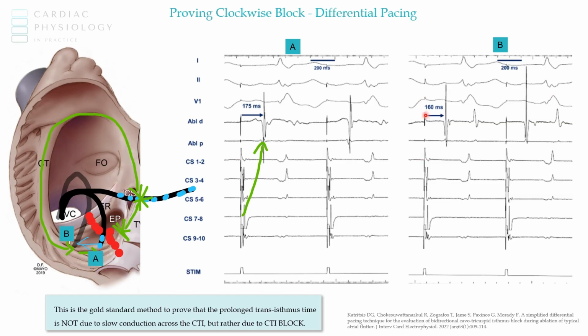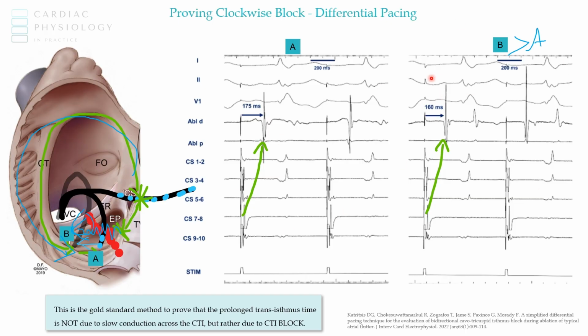So you measure from this pacing stimulus to the ablation catheter EGM, and that measures 160. So this is shorter than this. And what that indicates is conduction is occurring in this direction. It's not occurring slowly through this direction. Because if this was the case, B transisthmus time would be greater than A transisthmus time. But that's not the case here.